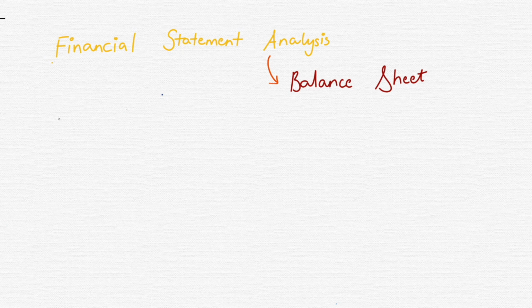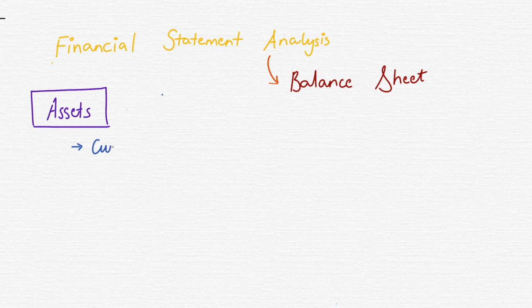Now, let's have a quick look at the assets section of the balance sheet. So we have our assets. Now, as mentioned in the previous video, the first section of your asset sheet is always going to be current assets. This is going to be the same for your liabilities. It's going to be initially started off with current liabilities.